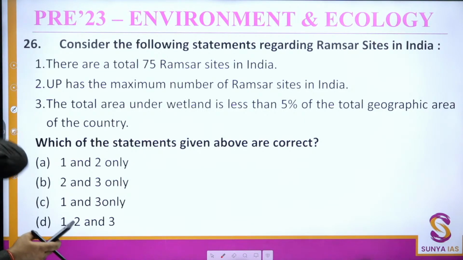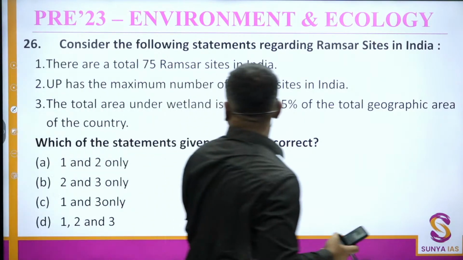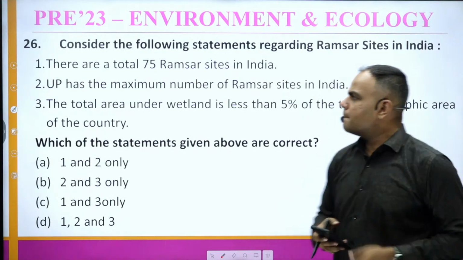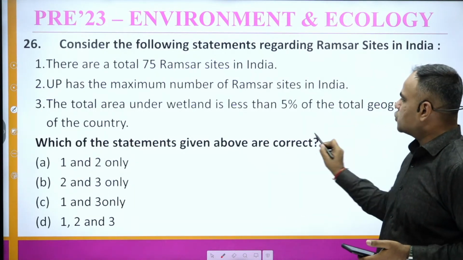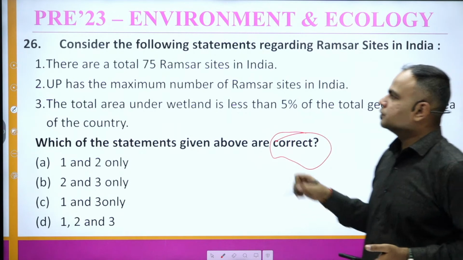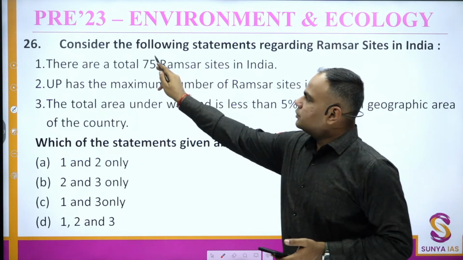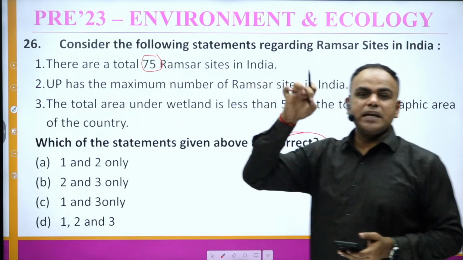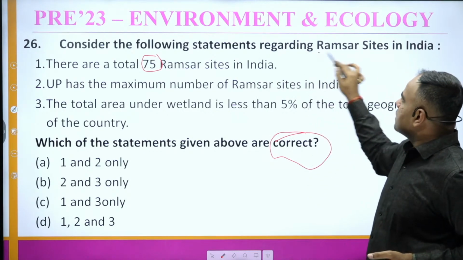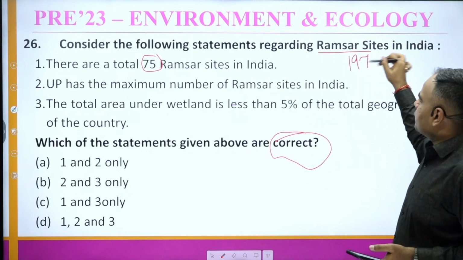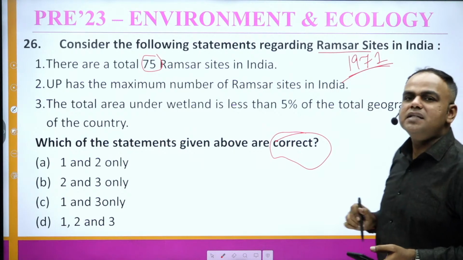Moving on now. This question, I think many of you will answer easily. This is a straightforward question. The question is asking which of the following is correct. Ramsar sites. Ramsar, you already know, is a city in Iran. This Ramsar convention came in the year 1971.